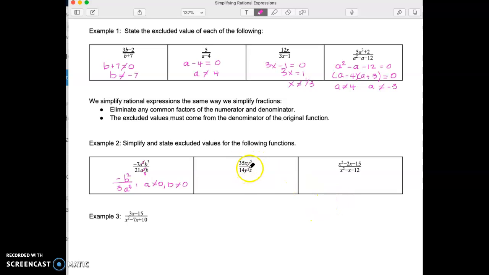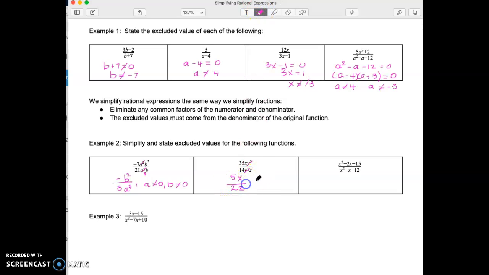So for the second example, 35 and 14, those are again both divisible by 7. So we would have a 5 in the numerator, a 2 in the denominator. I don't have an x in the denominator, so none of that would cancel out. Y squared divided by y squared is going to cancel. And then we don't have a z in the numerator, so the z doesn't divide out either.